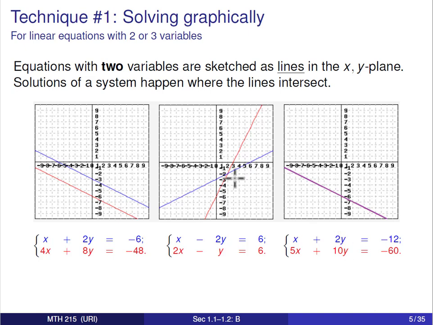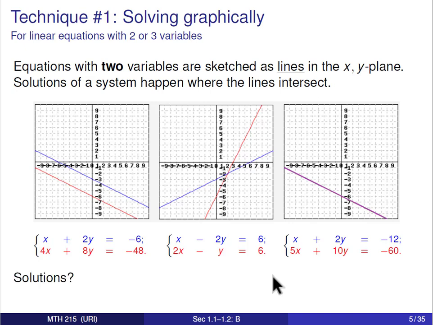In this middle example, you'll see here that the intersection lies at x equals 2, y equals -2. If you want to, you can check and see that yes, the blue line is the graph of the blue equation, and the red line is the graph of the red equation. And that point of intersection at x equals 2, y equals -2 does satisfy the system of equations, because 2 minus 2 times -2 gives us 6, and 2 times 2 minus -2 also gives us 6.